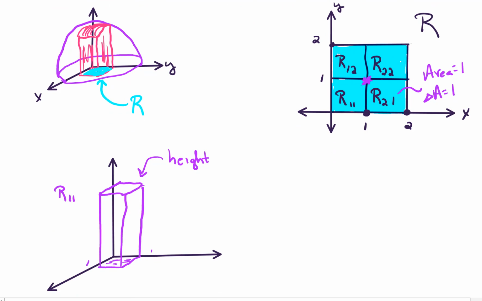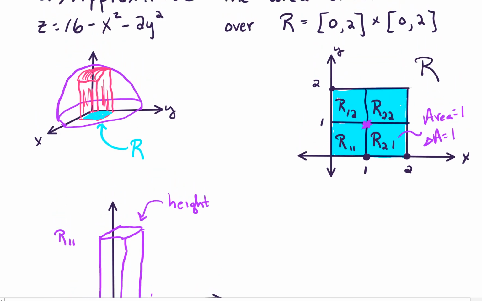For example, region R11 is down here in the xy plane, and sitting up above it is a rectangular prism with a given height. I'm going to choose any point in rectangle R11, and I happen to choose the upper right hand corner, with coordinates (x, y) equals (1, 1). I apply that pair into my formula: z equals 16 minus 1 squared minus 2 times 1 squared, and that works out to be 13. So the height of this first rectangular prism is 13.